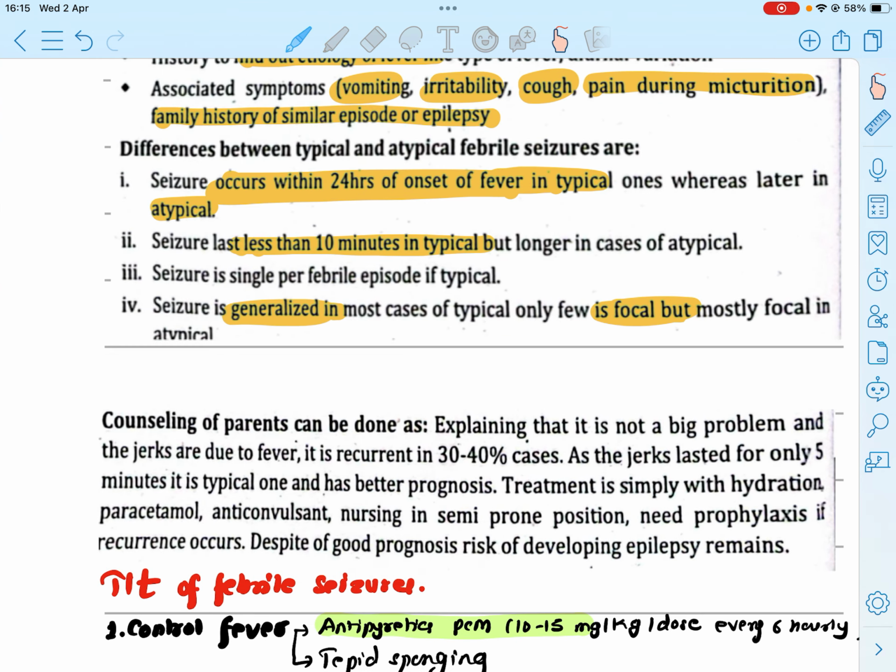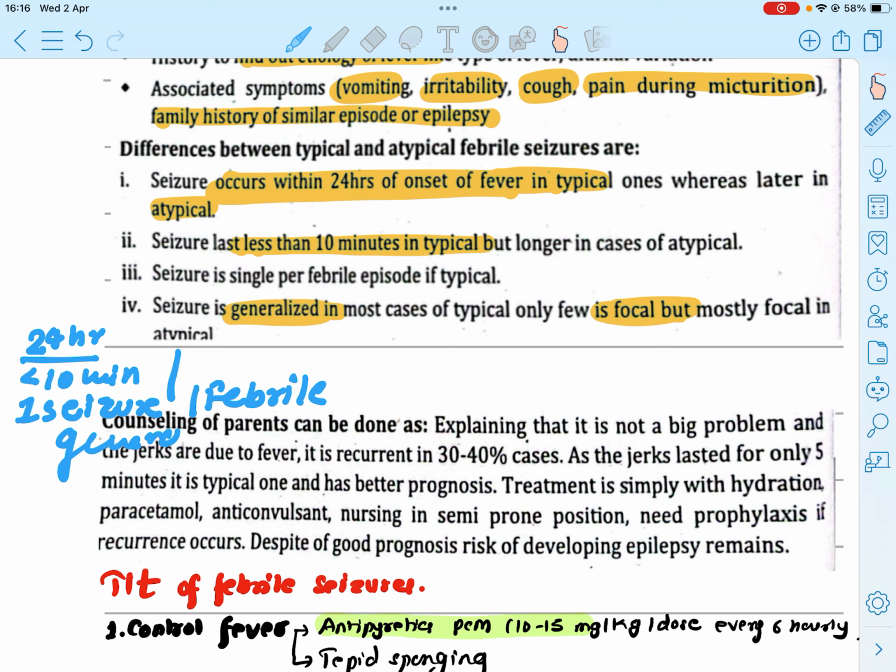Okay, if the seizure occurs within 24 hours, lasts less than 10 minutes, is one seizure per febrile episode, and is generalized, that is typical, and otherwise it is atypical.